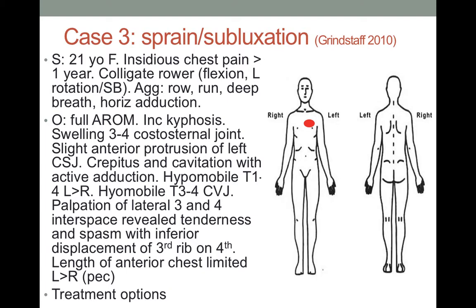Palpation revealed the lateral interspace between ribs 3 and 4 to be tender and a displacement for the third rib on the fourth rib. This means that the space between 3 and 4 was decreased. You also found the length of the pec minor was limited on the left. Please take a second to create a list of possible treatment options.